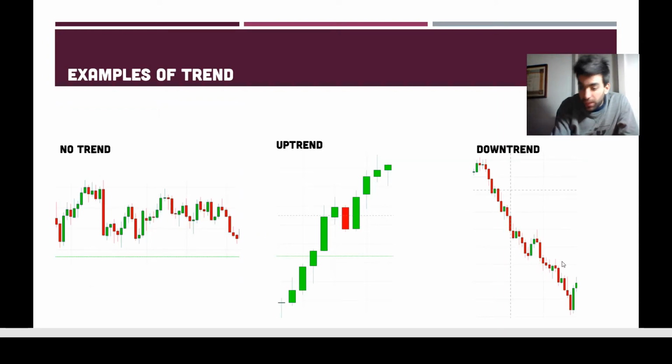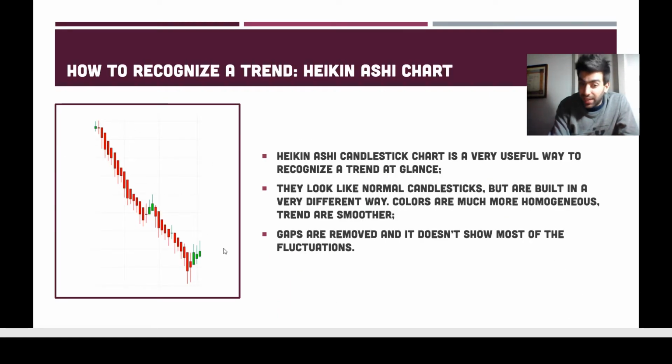This is a downtrend. This is the same downtrend with the normal candlesticks chart, while this one is a downtrend with the Heikin-Ashi chart. So we can see that it's smoother. At a glance, it's much easier to understand which kind of trend it is. Now we can show, for example, an example on the charts.